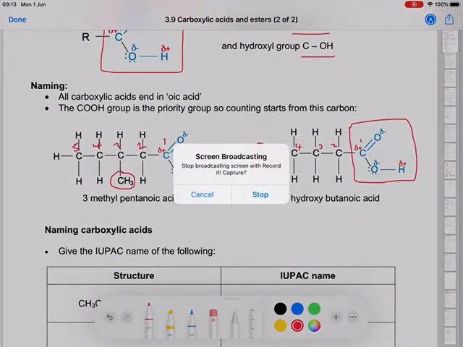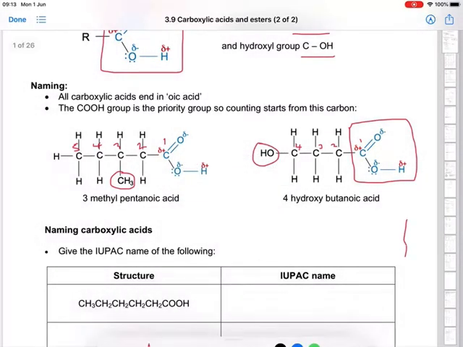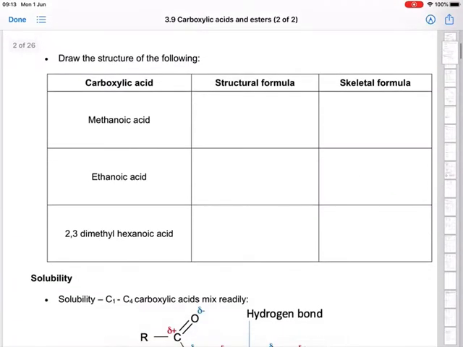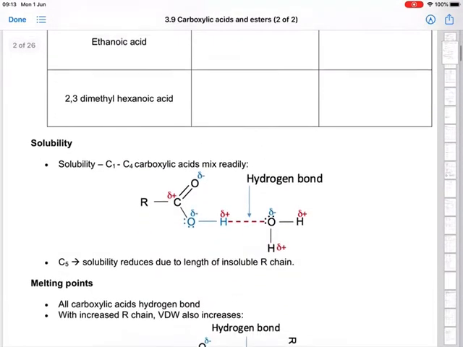Okay, so have a go at the questions here, have a go at naming those.